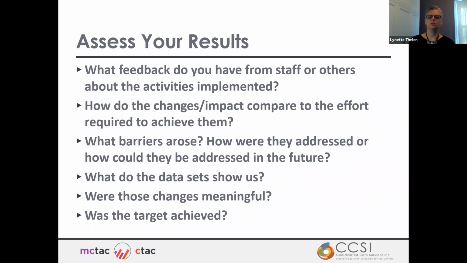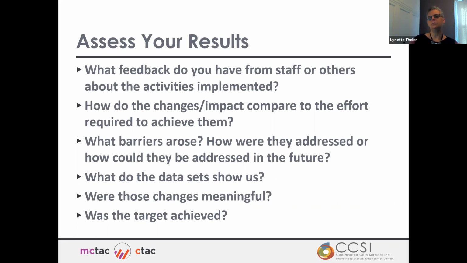Of course, you're going to look at your data. What does the data show us? What was the change? Did we achieve the target? If you didn't achieve the target, did you move in the right direction? If you did or didn't achieve the target, what exactly do you think contributed to that? So really take the time to think about the actions that you took and the results.